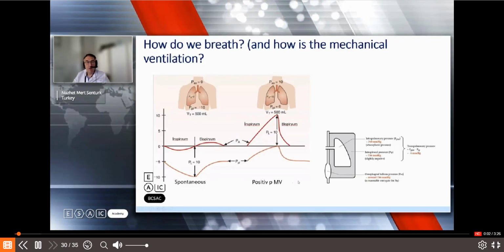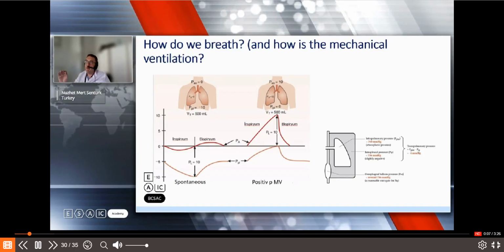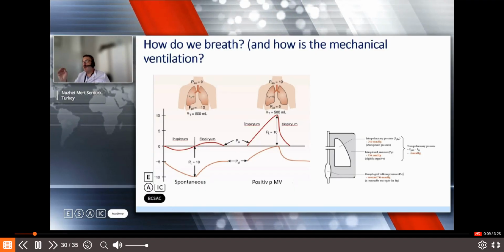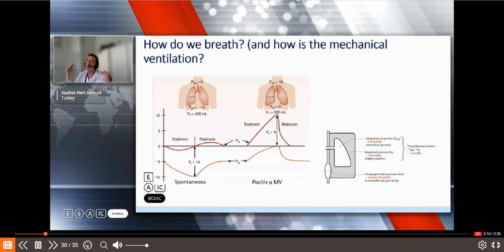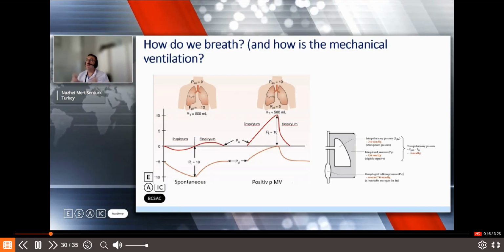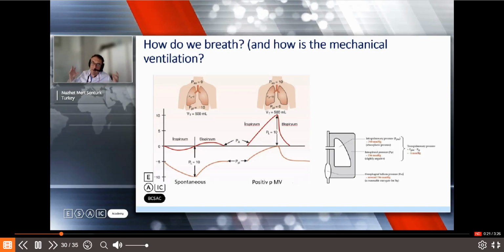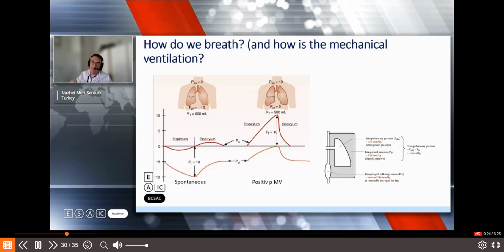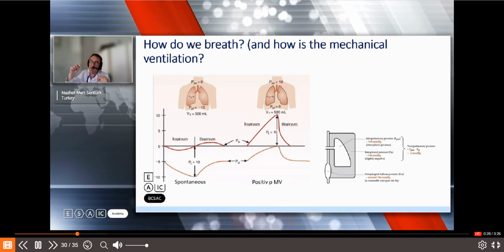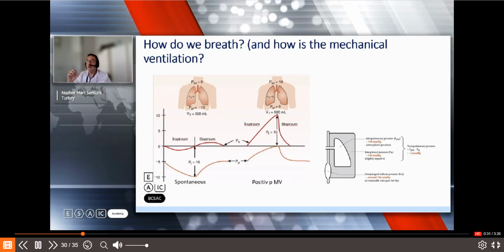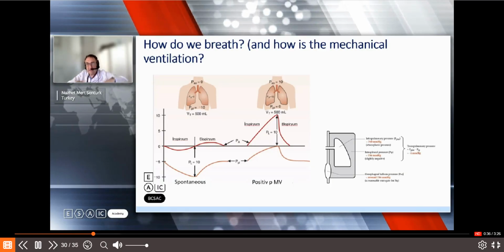How do we breathe? Normally, the most important difference between spontaneous breathing and mechanical ventilation is that at the end of the expiration, in any case, it is the balanced situation. So there is no pressure gradient between your alveoli and the outside. To create an inhalation, we create a negative pressure within the thorax. So the pressure gradient during spontaneous breathing is from zero outside to negative inside the thorax.